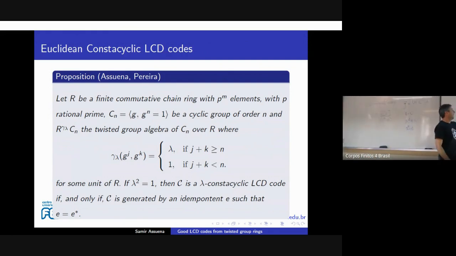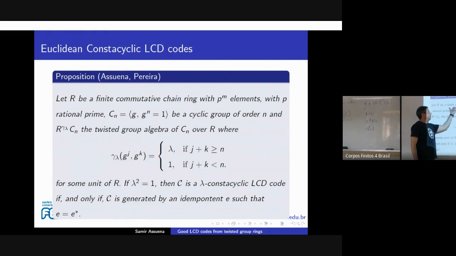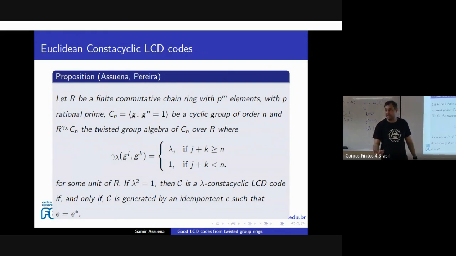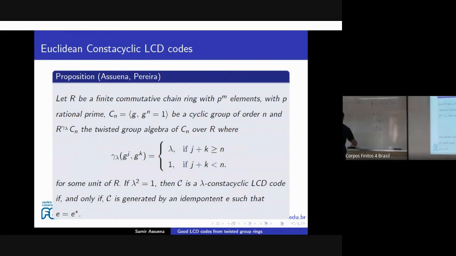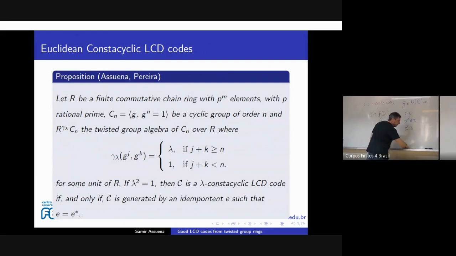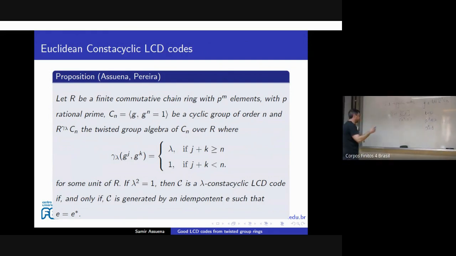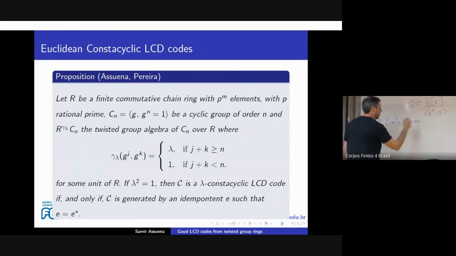Here we have some new words. We are just considering finite commutative chain rings. What is a chain ring? There is a lot of characterization, but in our case, a finite commutative ring is a chain ring if its Jacobson radical is a principal one.